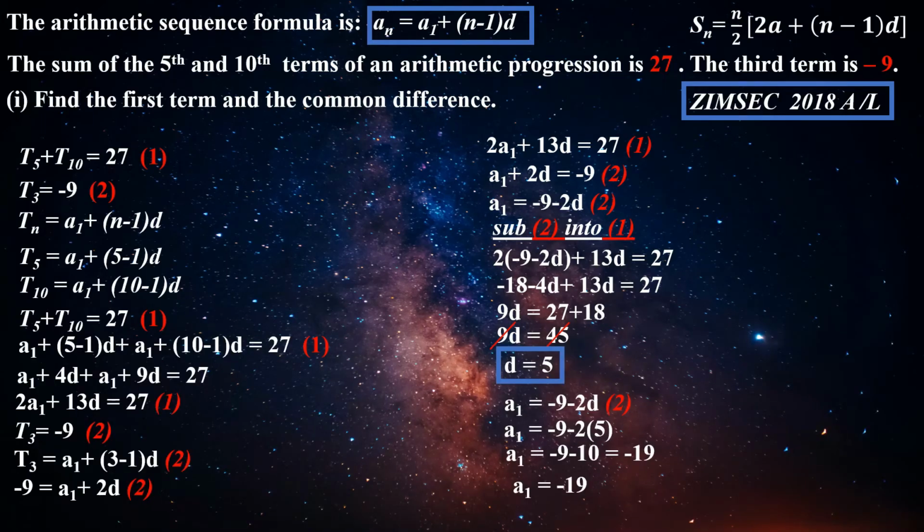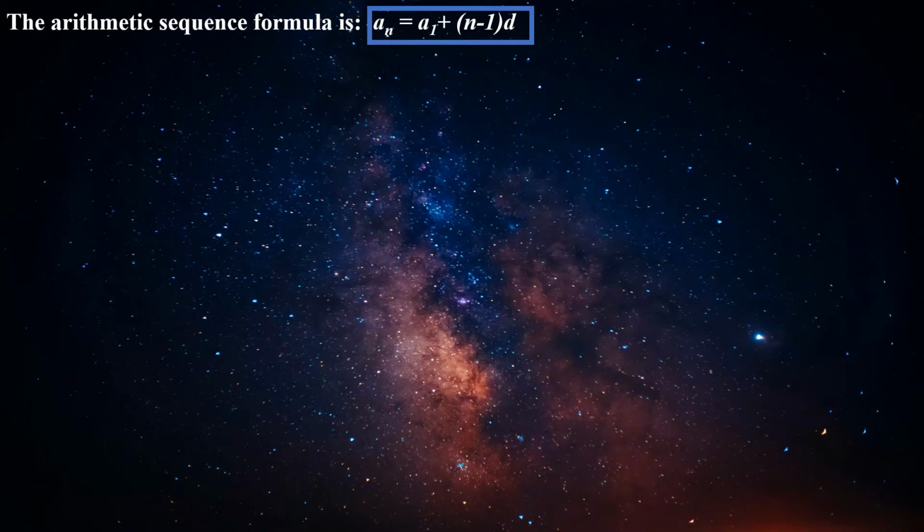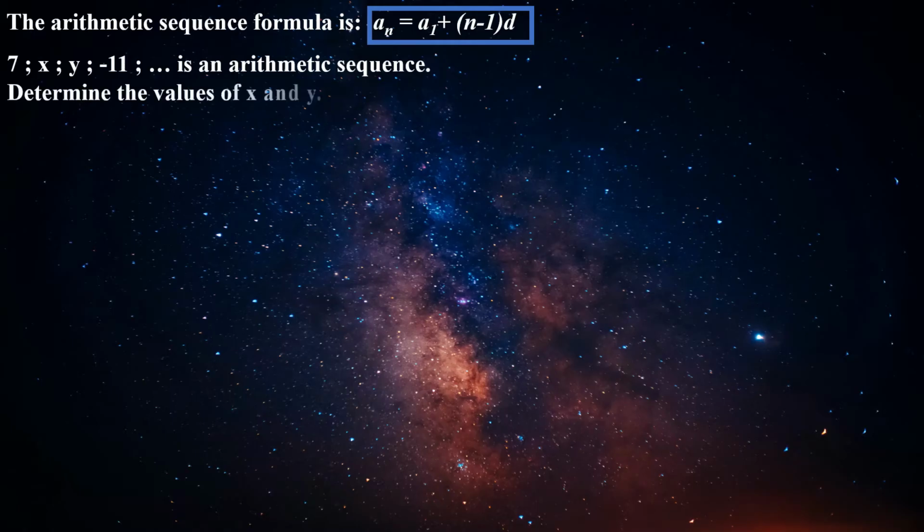So this was the question. Okay, so now let's move to another question. Okay, so 7, x, y and negative 11 is an arithmetic sequence. Determine the value of x and the value of y. This was South African National Senior Certificate, 2020.